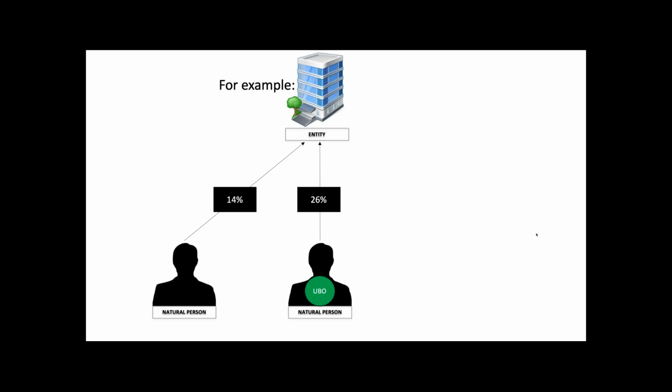For example, we have an entity, and a natural person owns 26%, regarded as a UBO. If this individual owns 24%, or 14%, is he a UBO or not? No, it's not. It just remains a natural person. Now, if this individual owns 20%, it's not a UBO, but it's still a natural person.